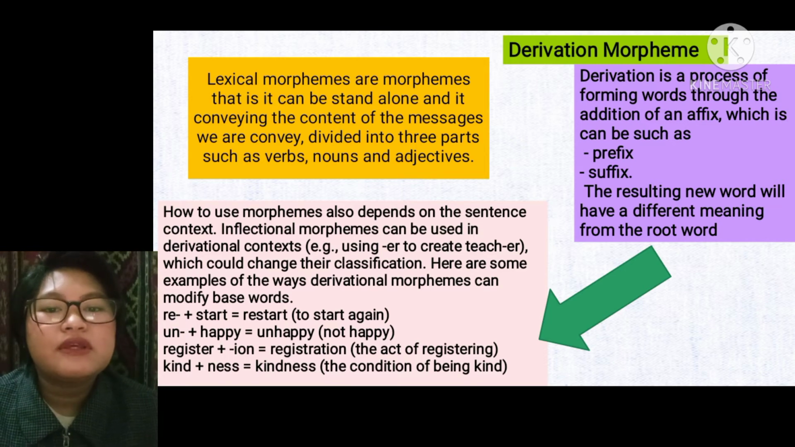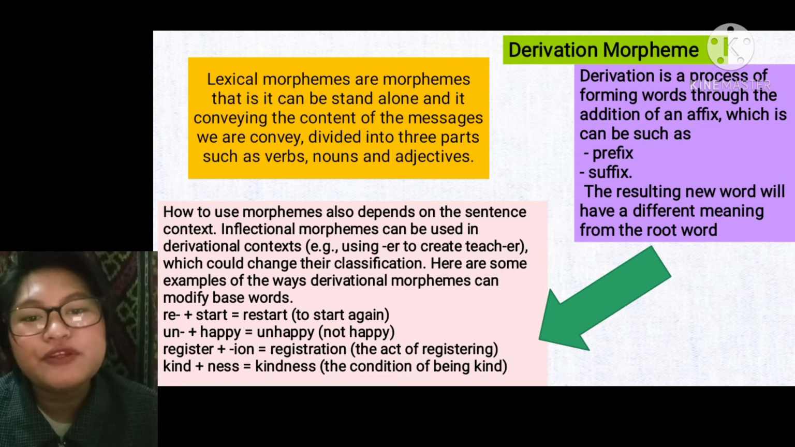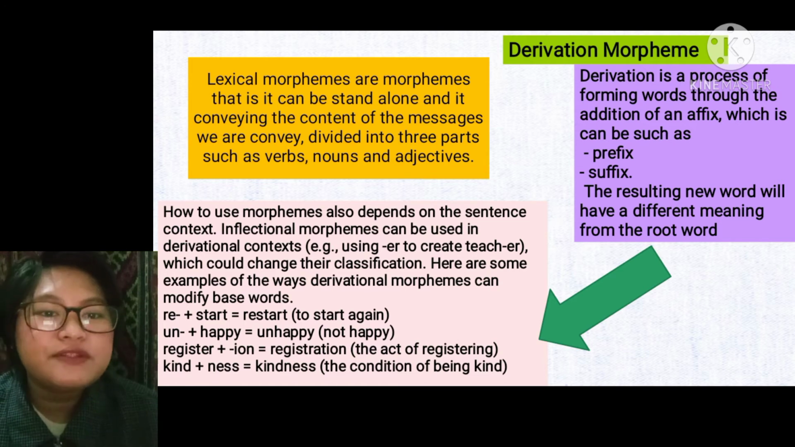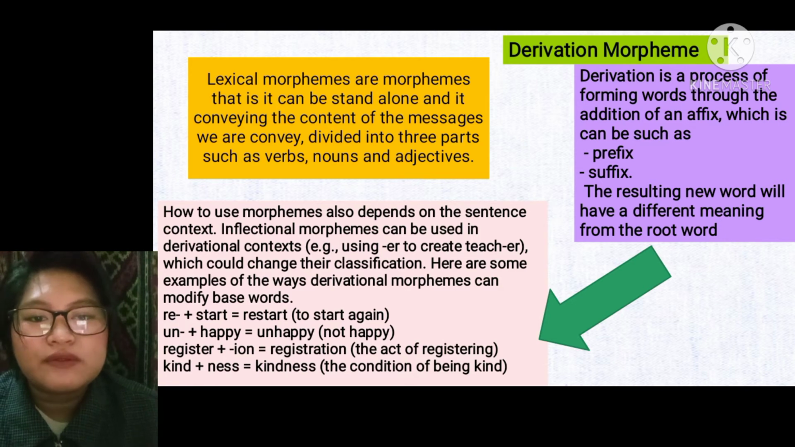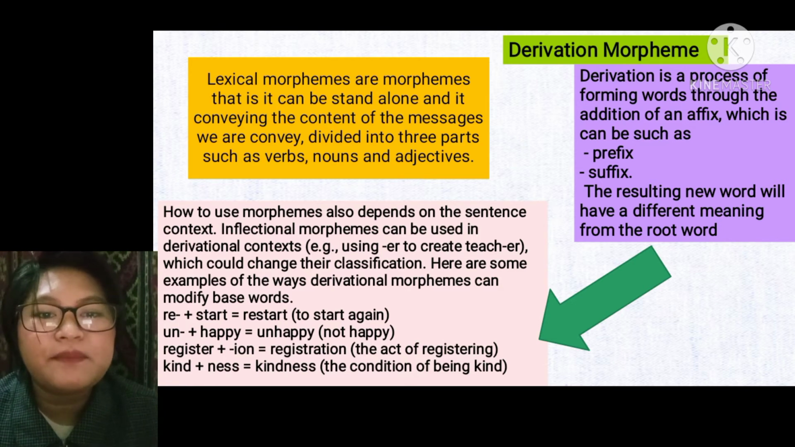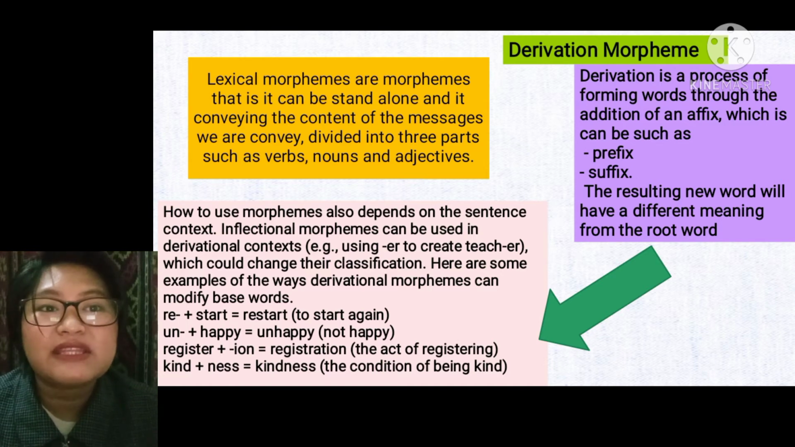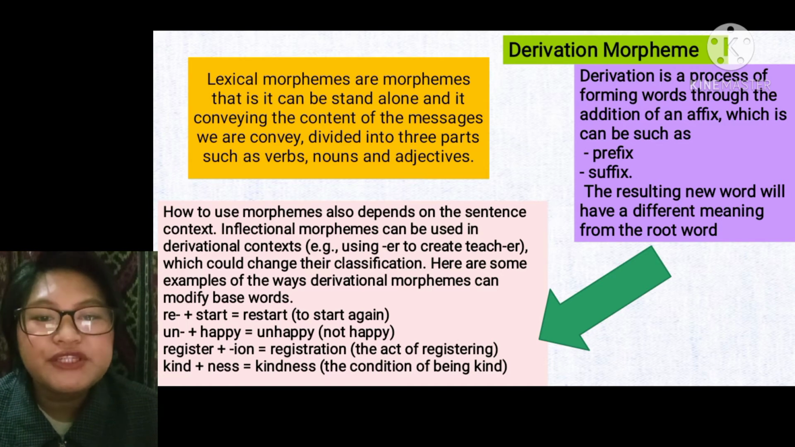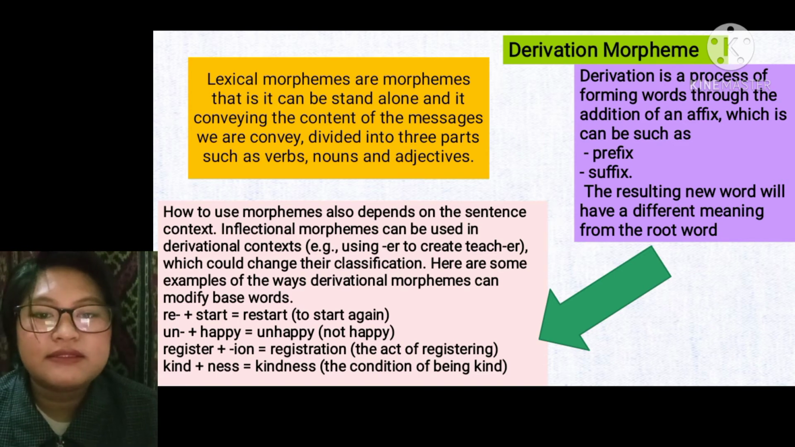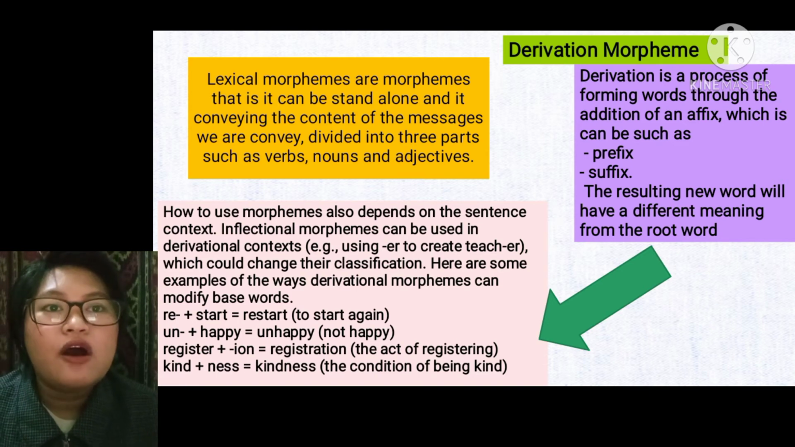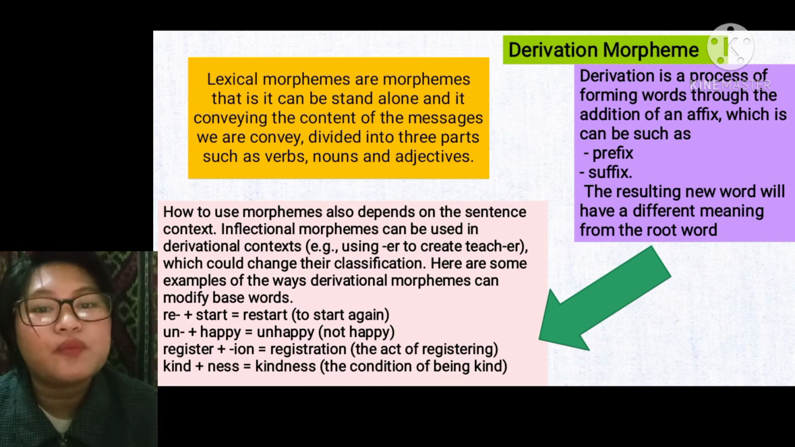How to use morphemes also depends on the sentence context. Inflectional morphemes can be used in a derivational context. For example, using er to create teacher, which could change their classification. Here are some examples of the ways derivational morphemes can modify a base word.